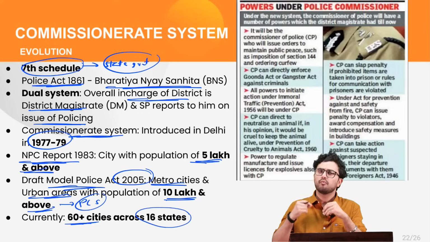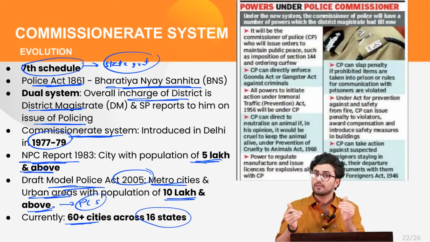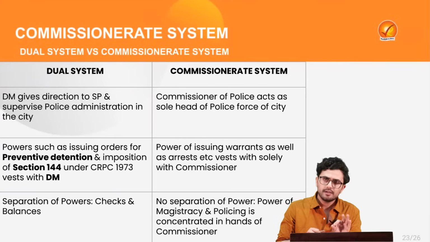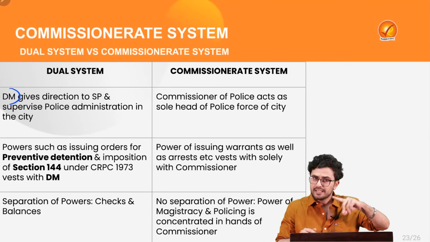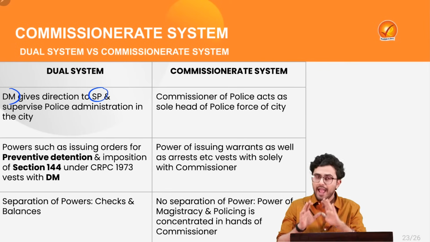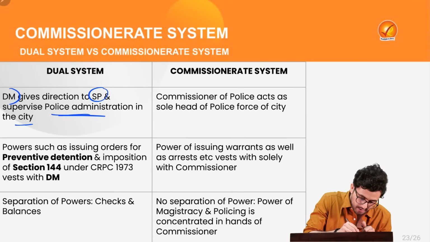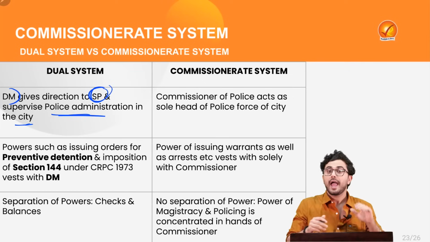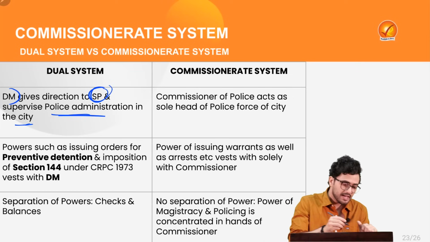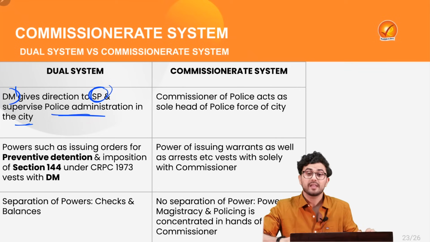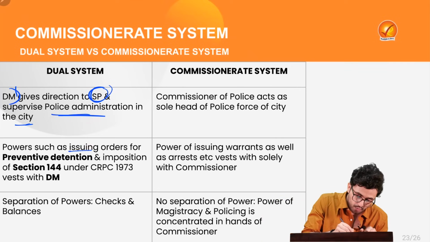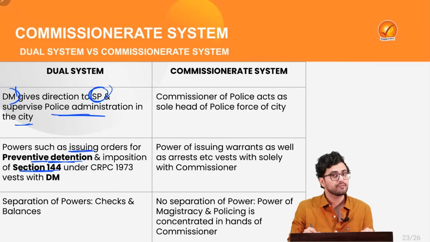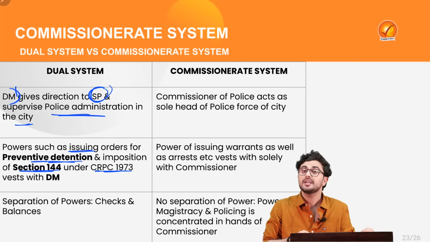Let's first try to understand what the dual system applicable across our country is and how the commissionerate system is different from it. Under the dual system, the district magistrate gives direction to the superintendent of police and supervises the police administration in the city. Thus, the immediate control over policing lies with the SP, and the larger supervisory role is played by the district magistrate. At the same time, the district magistrate has powers such as to issue orders for preventive detention and imposition of Section 144 under CrPC 1973.